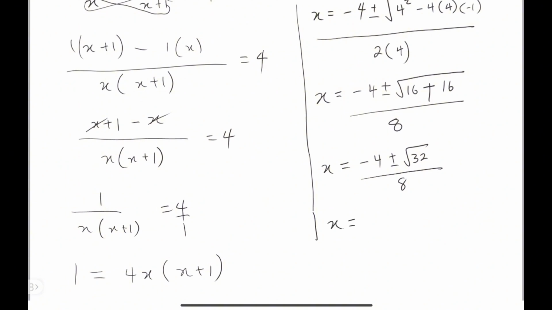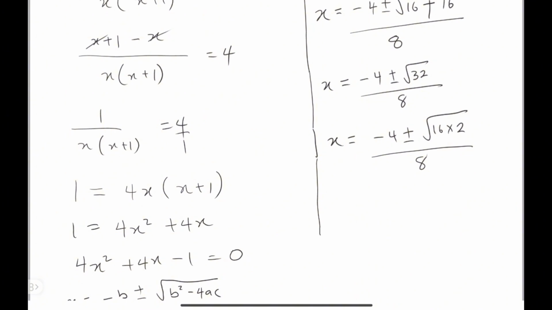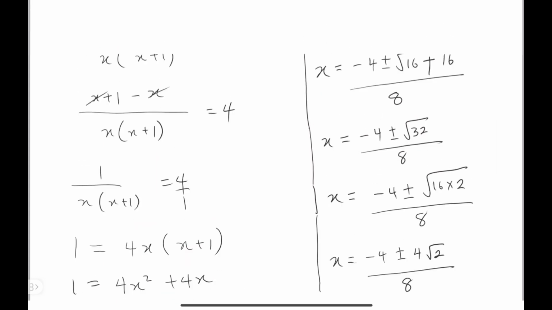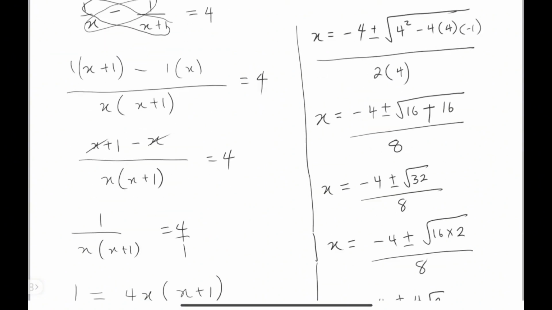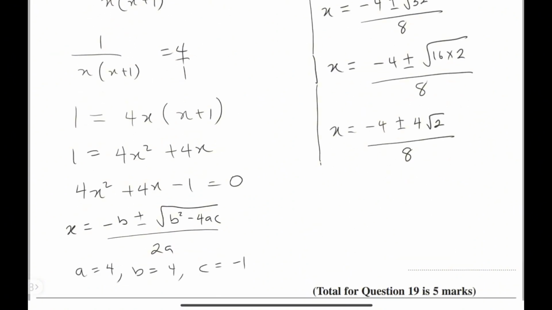So that will be x equals minus 4 plus or minus root 16 times 2 divided by 8, which will bring us to x equals minus 4 plus or minus the square root of 16, which is 4, then square root of 2, divided by 8. So we are asked to leave our answer as a plus or minus b root 2, where a and b are fractions. So we are arriving there.